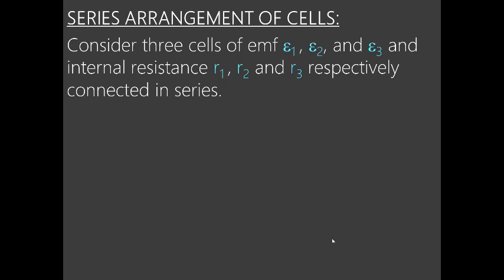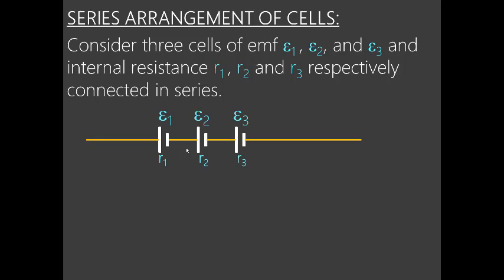That's just easy. I want to dive into the series arrangement, where we are considering 3 cells, which have EMFs E1, E2, and E3, and the internal resistances are R1, R2, R3. This is one cell, another cell. So there are 3 cells arranged in series. In series, you just connect end to end. Here, these are their EMFs and the respective internal resistances.